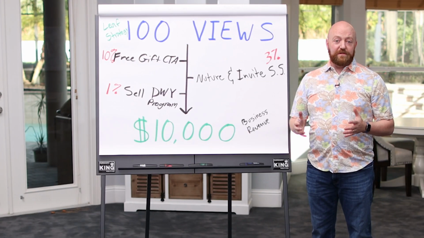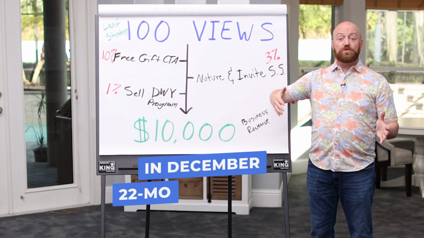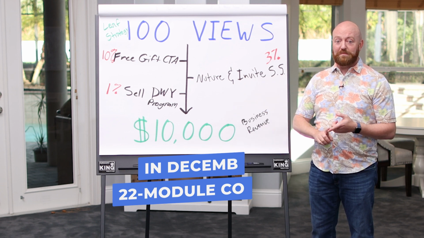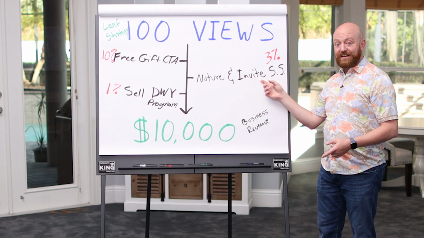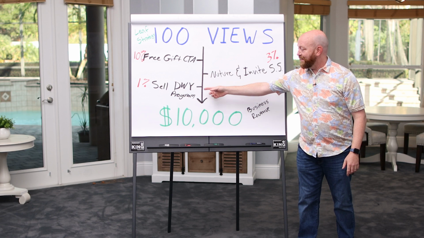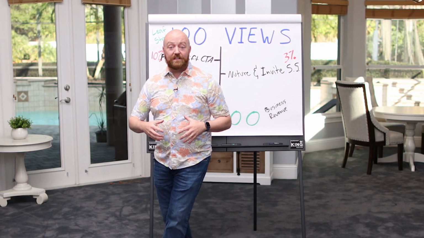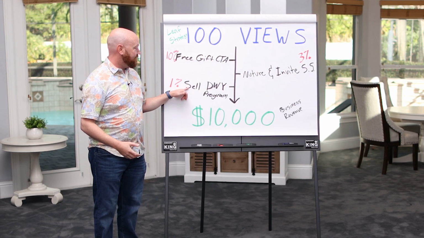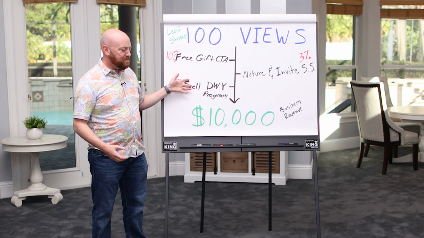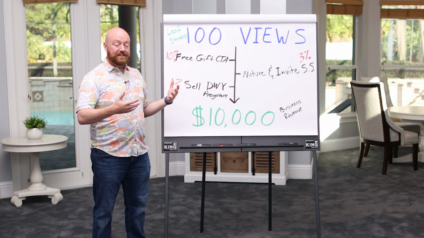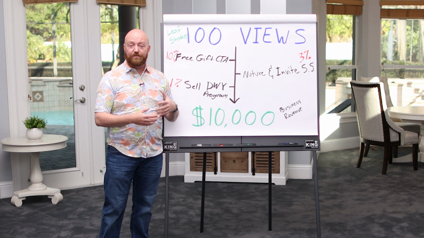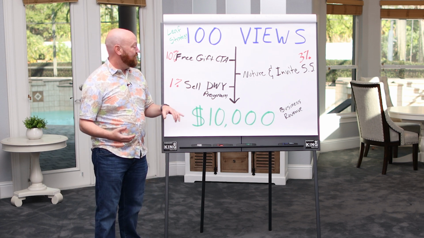So I mentioned that in the month of December, there's going to be this 22 module course. Well, one of those modules is on this step right here, okay? There's also a module on this step. So let's talk about the strategy session and what that looks like, how do you sell a program that costs $10,000 in just a conversation? Typically it might be 45 minutes or an hour and 15 minutes. What does that look like?